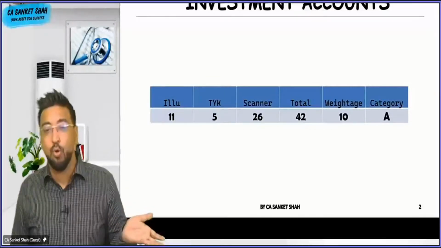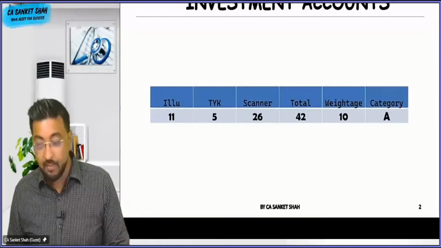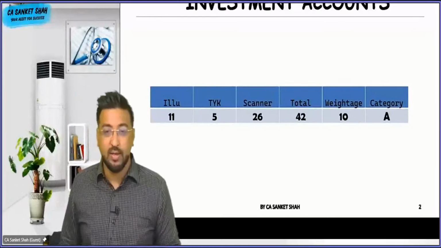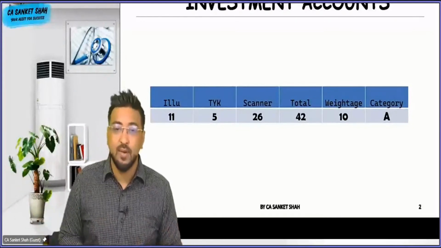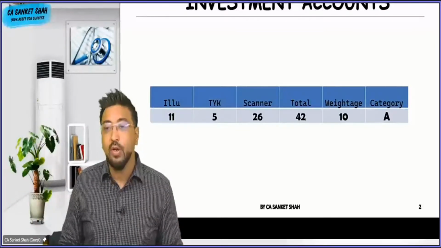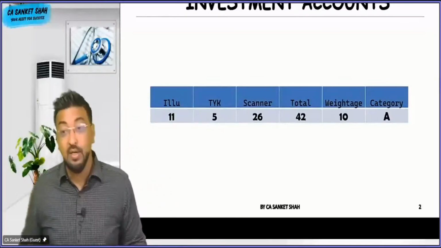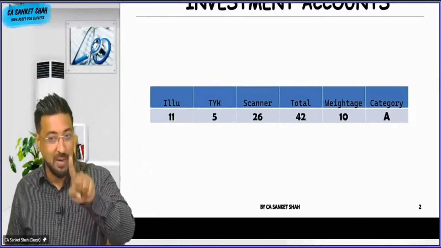Beta we will upload on the बोर्ड ऑफ स्टडीज के हमारे यूट्यूब चैनल पे इसको अपलोड कर देंगे. स्कैनर के सभी क्वेश्चंस की सीरीज में अपलोड कर दूंगा. सो डोंट वरी. टोटल 42 क्वेश्चंस, वेटेज 10 marks ka weightage. So beta this chapter is coming.